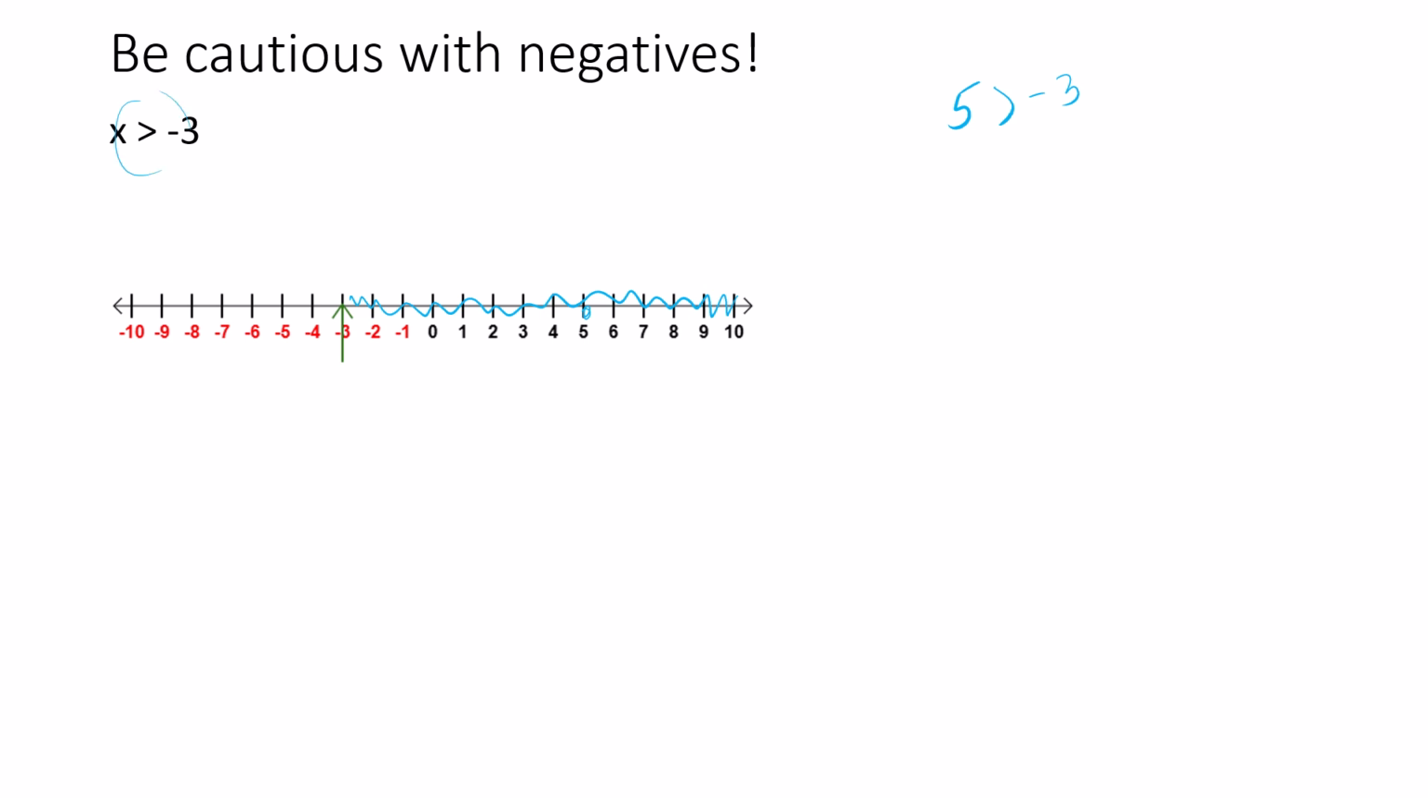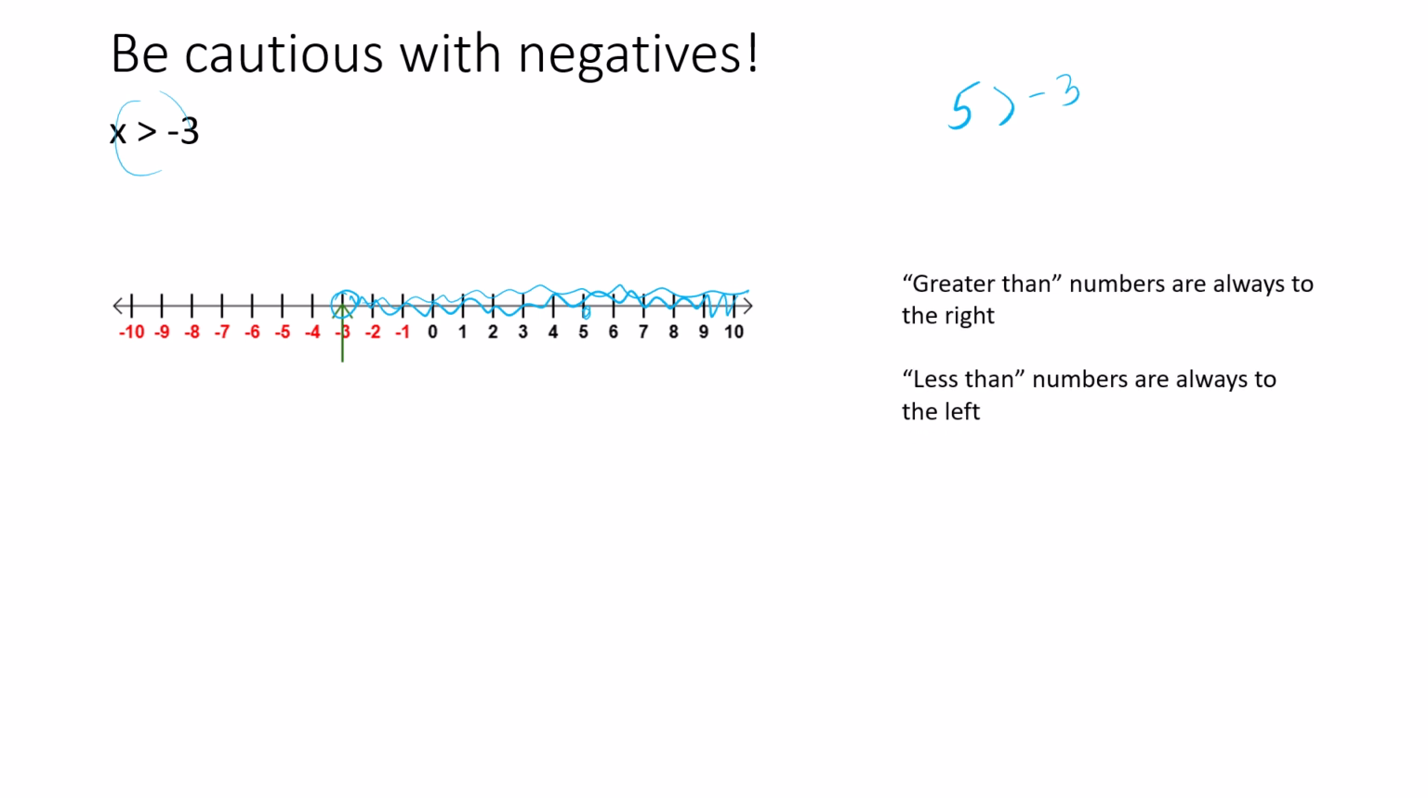-3 cannot be greater than itself, and so we would put that open or unshaded circle there and shade everything to the right and say, okay, those are our solutions. Greater than numbers are always to the right, less than numbers are always to the left. That's easier for most students to see in the positive numbers, that as you move to the right, they get bigger, and as you move to the left, they get smaller.